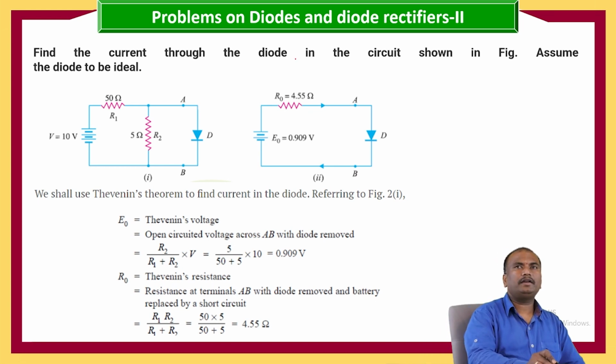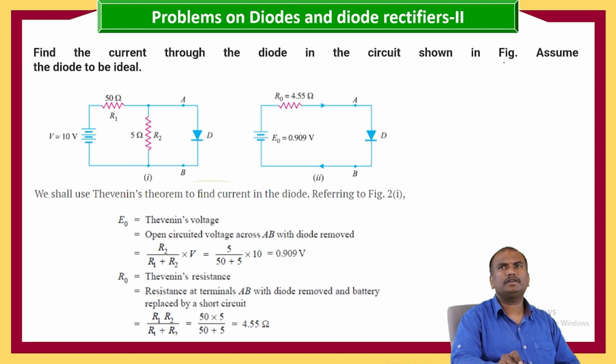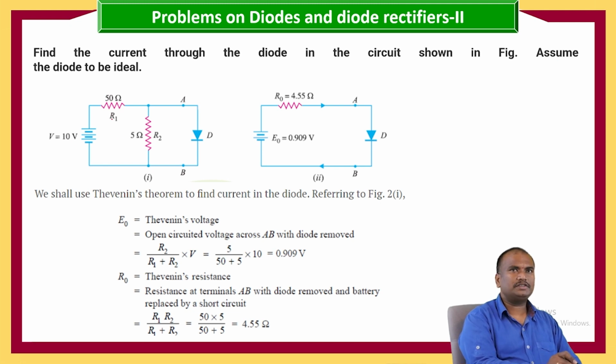Now find the current through the diode in the circuit shown in the figure. Assume the diode to be ideal. Here the 10 volts input is given. R1 value is 50 ohms. R2 value is 5 ohms. We need to calculate the current flowing through the diode.